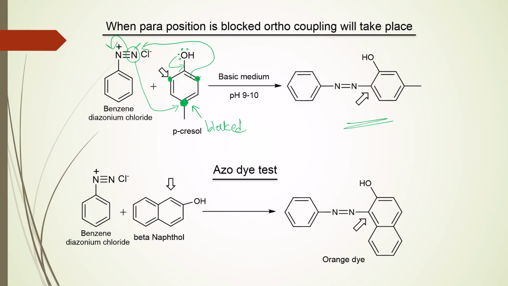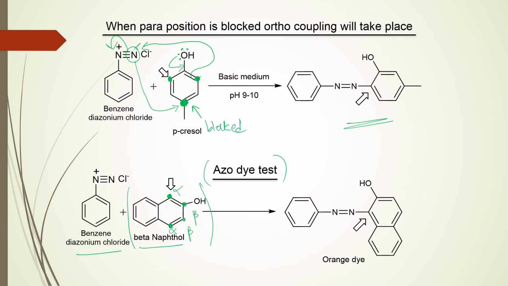The second reaction is called the azo dye test. The requirement for the azo dye test is beta naphthol and benzene diazonium chloride. This particular compound is called beta naphthol because the carbon next to the phenyl ring is the alpha carbon and the next carbon is going to be the beta carbon. And the same is true for here. That is, the carbon next to the phenyl ring is alpha and the next carbon is beta carbon.